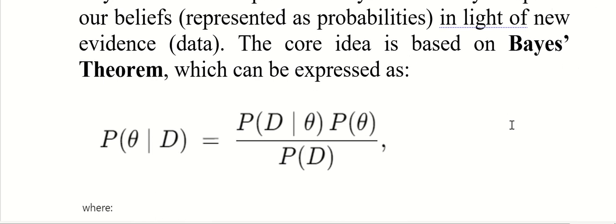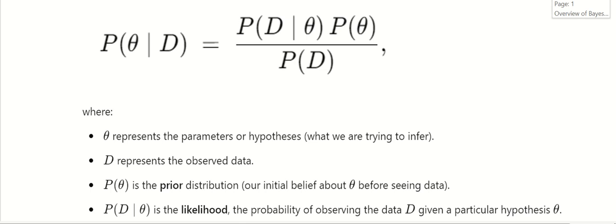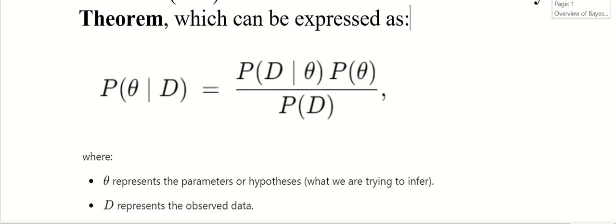The core idea is based on Bayes' theorem, which can be expressed as follows. We have the probability of theta given certain data equal to the probability of that data given that theta or hypothesis, multiplied by the probability of theta, divided by the probability of the data itself. Theta here represents the parameters or hypothesis which we are trying to infer. D represents the observed data.